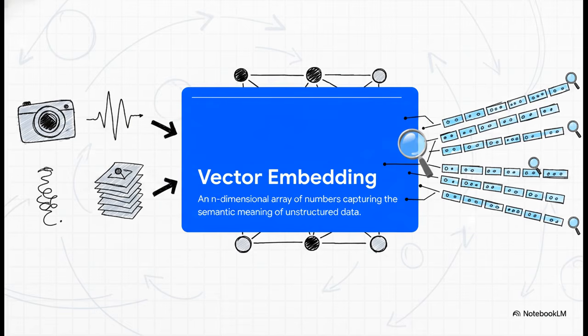So we use machine learning models like neural networks to digest all that data and output what's called a vector embedding. Think of this as a highly specific numerical fingerprint. It's basically a long array of floating point numbers, and it's often hundreds or even thousands of dimensions long. But here's the cool part. These aren't just random numbers. Every single dimension represents a specific learned feature of that data. Together, this sequence fundamentally captures the true semantic meaning of the original object.